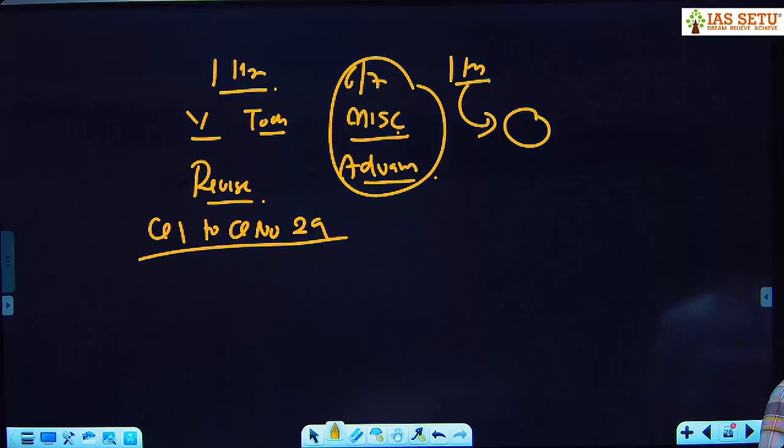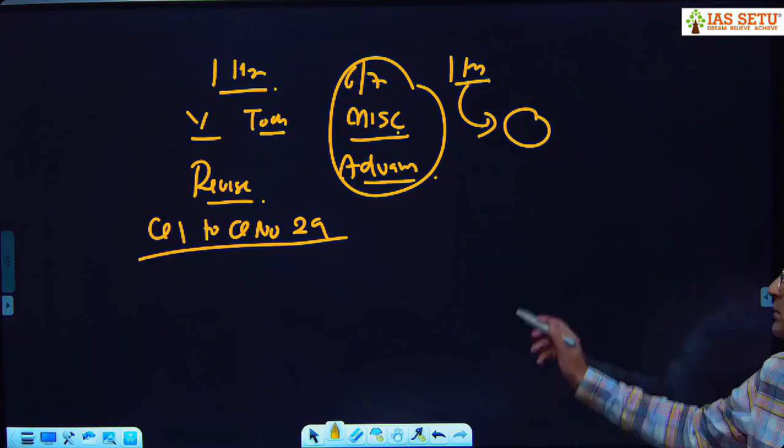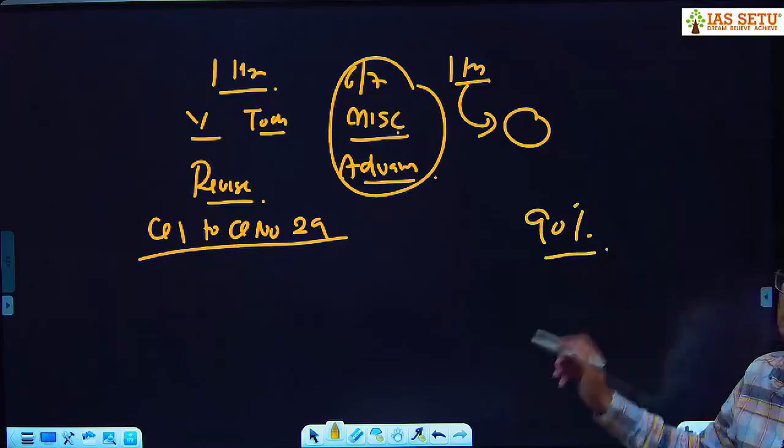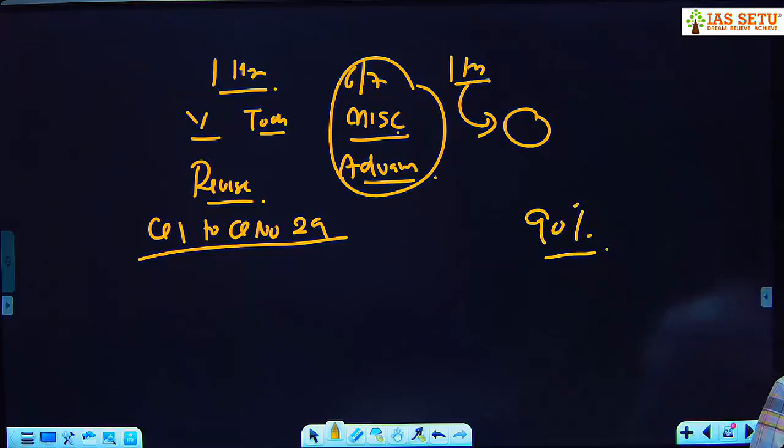Probability of offline class from Monday, 90%. I will say 90%. I try to make it 100%. ठीक है, तो I am working on that only कि ऑफलाइन क्लासेस रिज्यूम कर पाए। तो उसके रिगार्डिंग मेरी आज भी एक मीटिंग है, तो I am working on that only कि हम ऑफलाइन क्लासेस रिज्यूम कर पाए for offline hybrid students.